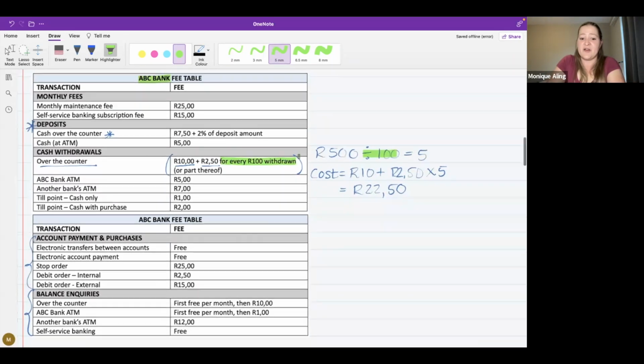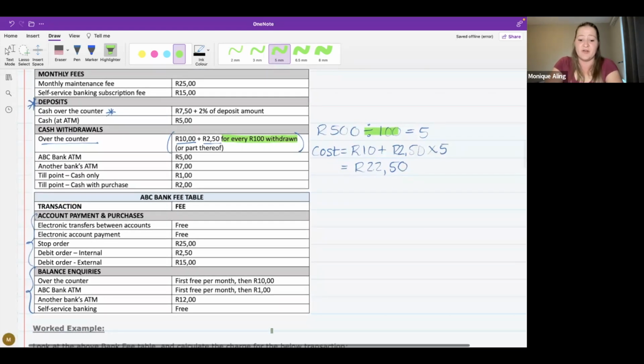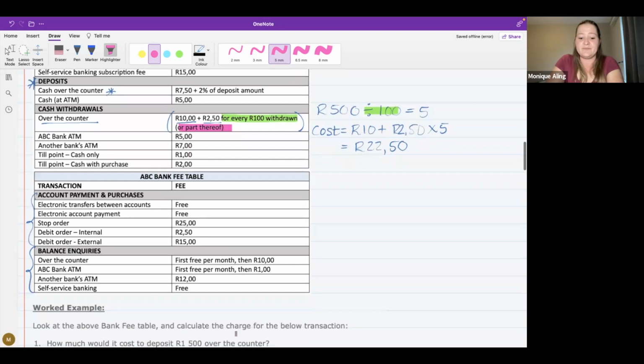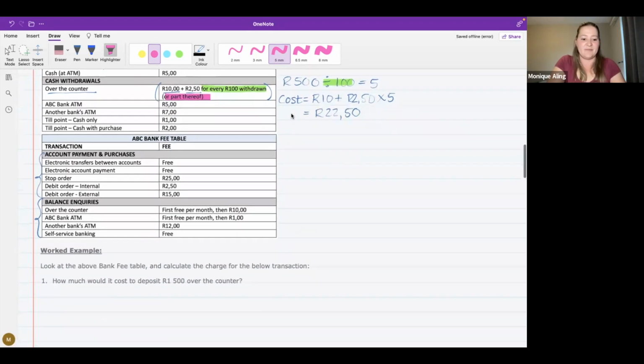Okay, that's a very good question. We're going to be practicing quite a few of those because we also need to get into the details of "or part thereof", which is also quite confusing, but we'll look at that now. Okay, so I don't see any other questions. So let's try a question together.